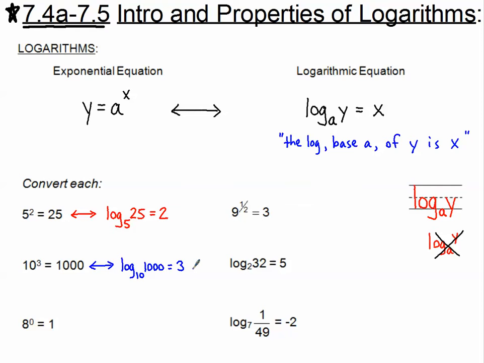I'm going to come back to this a little bit later in the tutorial, in the other tutorial actually, because this is actually a common logarithm, so we'll talk about what that really will look like in a little bit. But right now we're just converting.